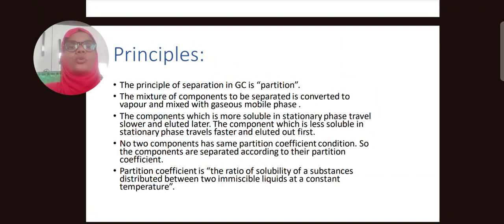No two components have the same partition coefficient condition. So the components are separated according to the partition coefficient. Partition coefficient is the ratio of solubility of a substance distributed between two immiscible liquids at a constant temperature.